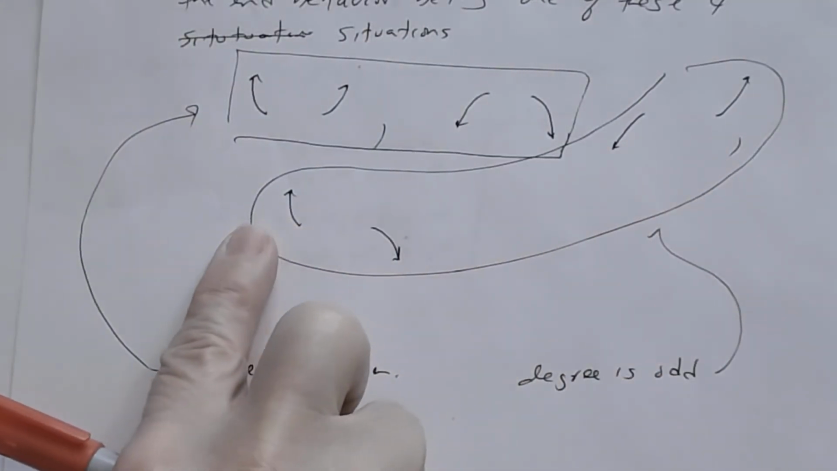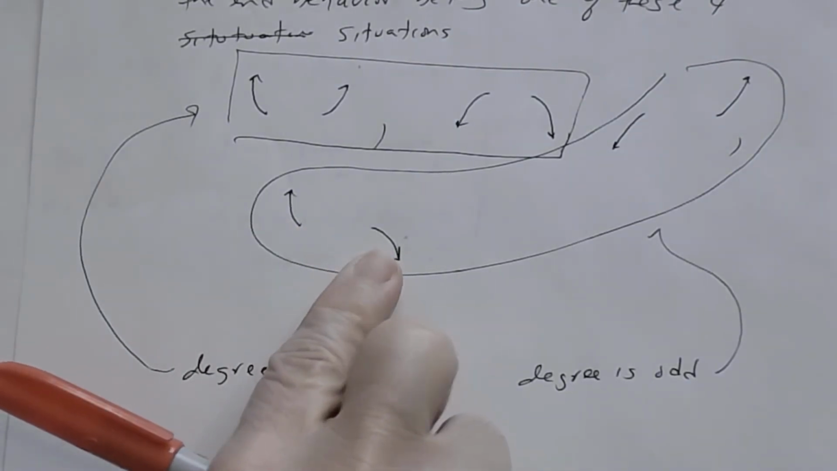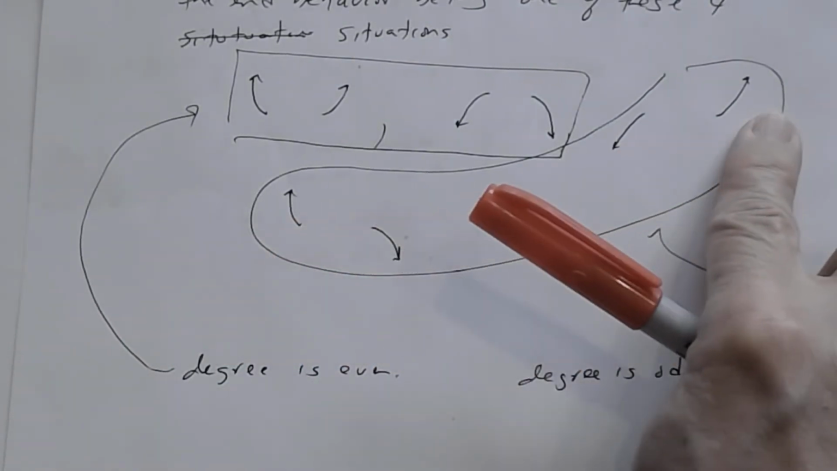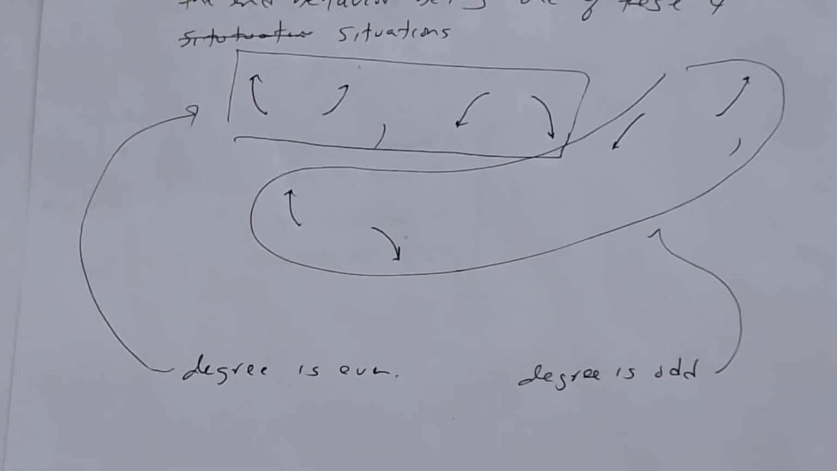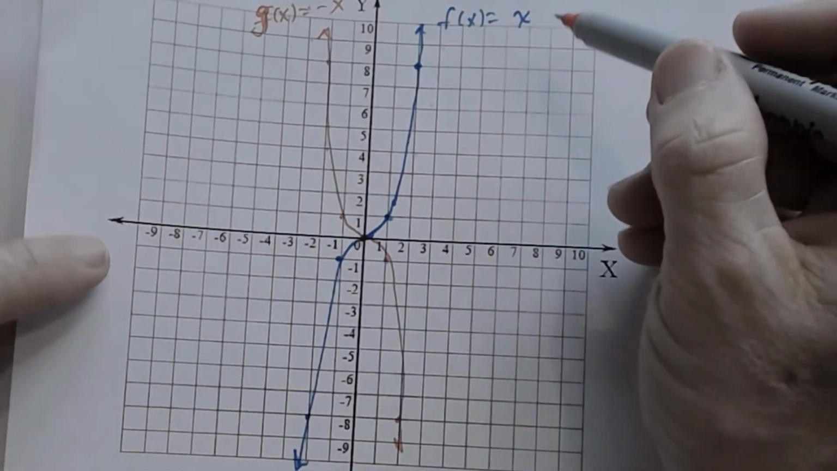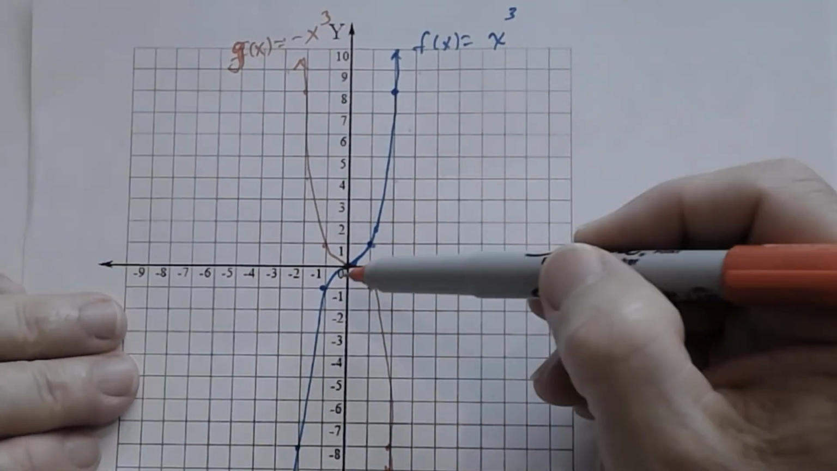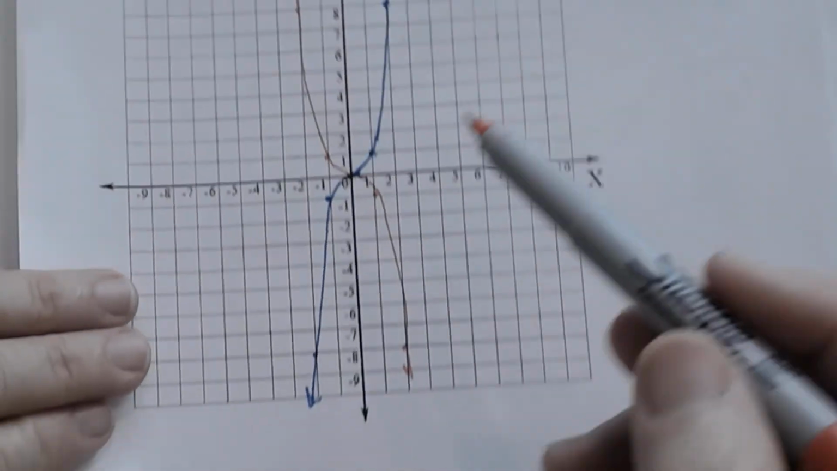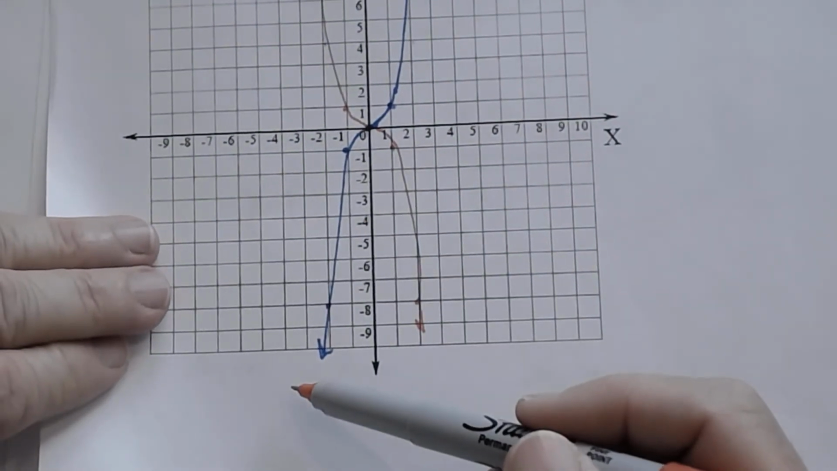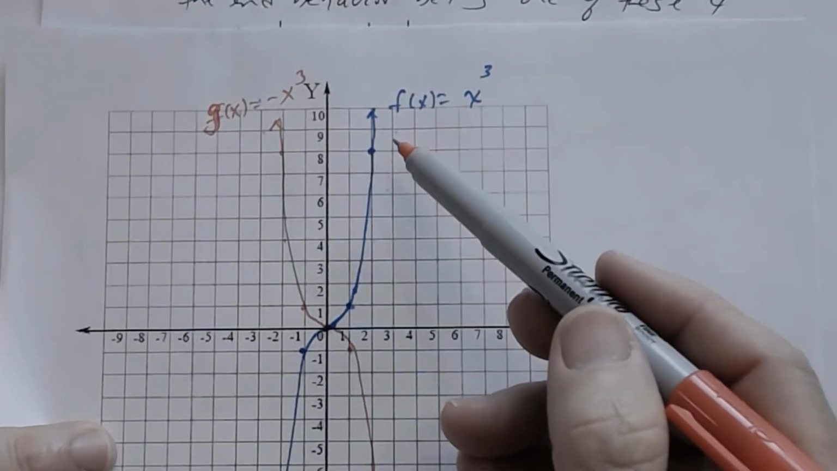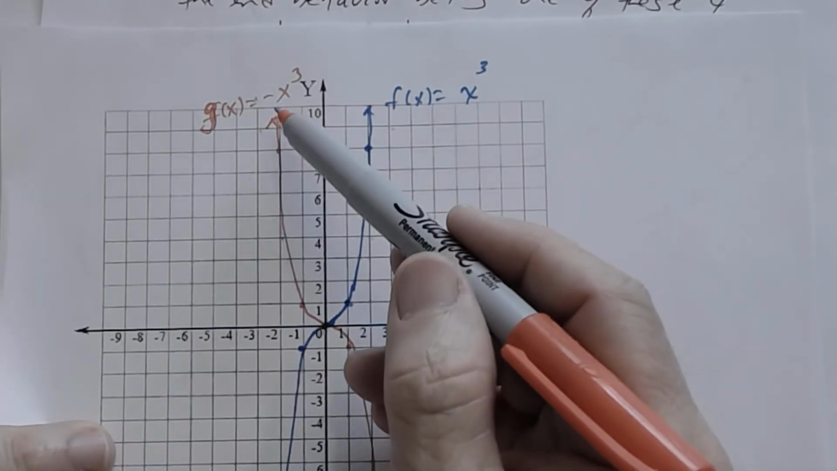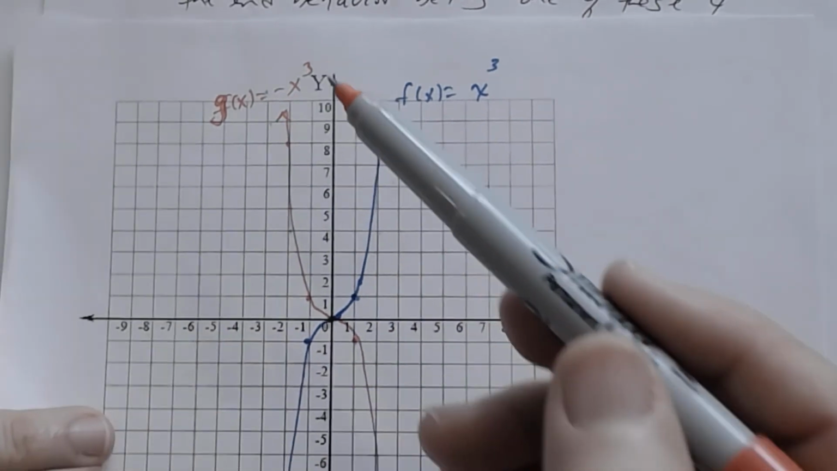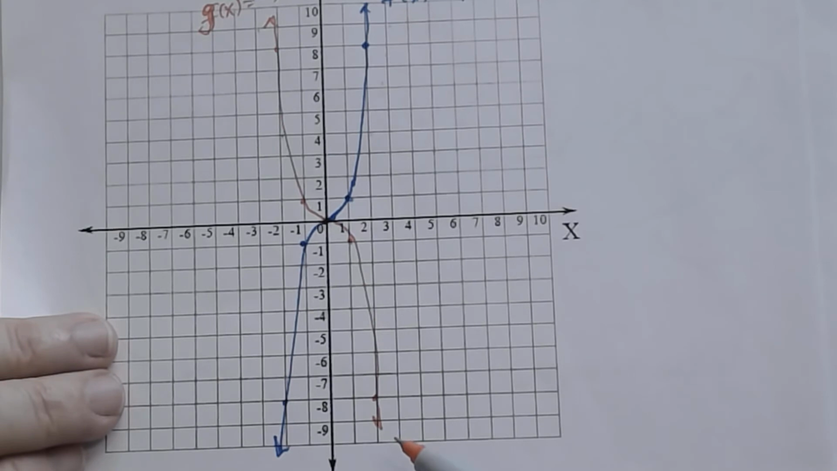On one side it is pointing up, on the other side it is pointing down. On one side it is pointing down, on the other side it is pointing up. And here's the way I would remember this. Think about x cubed. If you graph x cubed, the right side is pointing up, the left side is pointing down. Negative x cubed is just the other way. The left side is pointing up, the right side is pointing down.